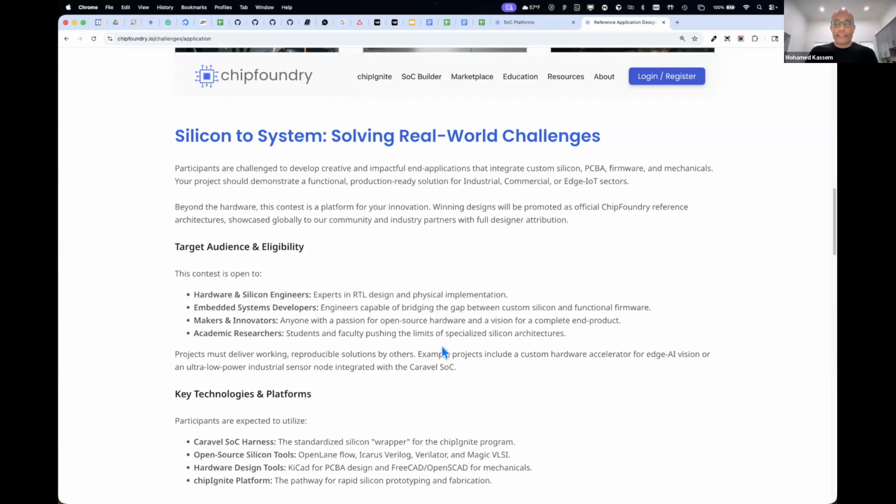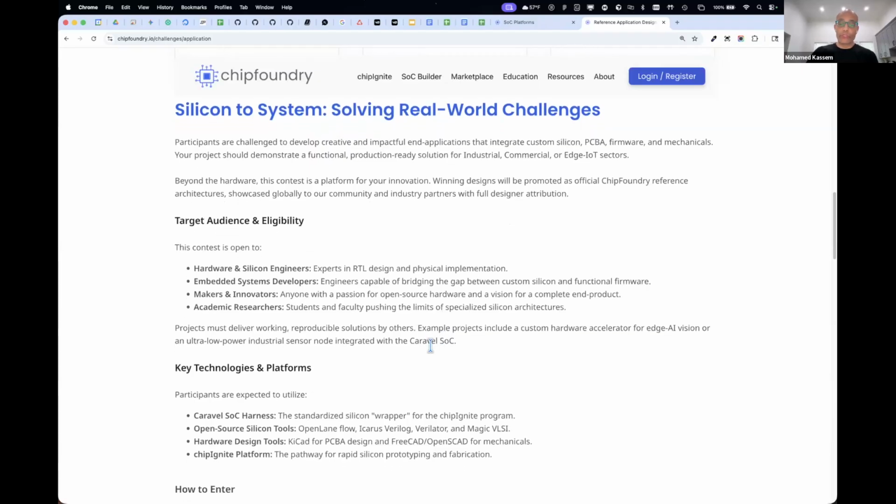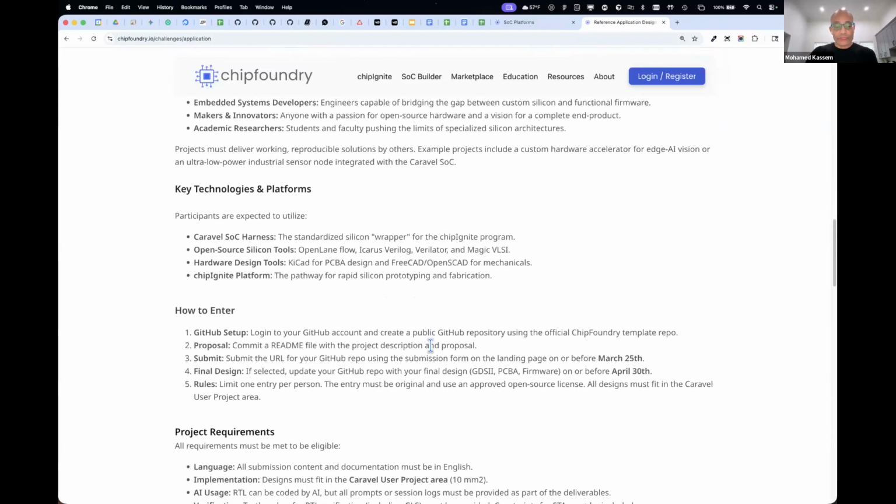This is one of the big criteria for the challenge, is to have the design be available for the community to learn from it, reproduce it, and modify it. And then the winners will have the opportunity also to present their own designs and talk about them, and potentially monetize them as well in the future.